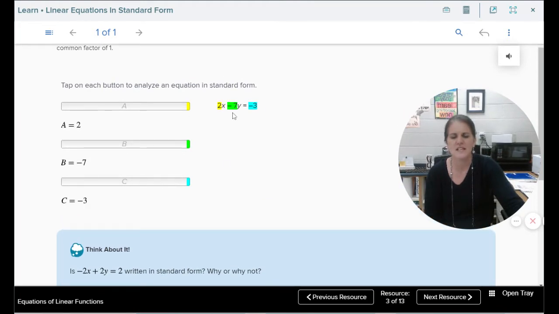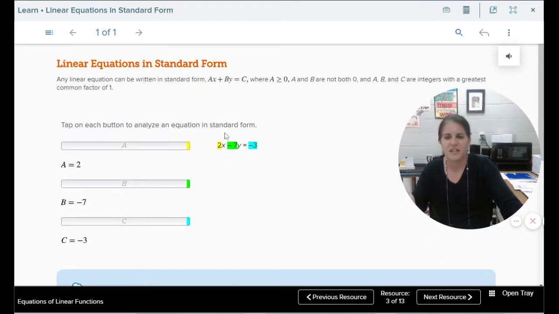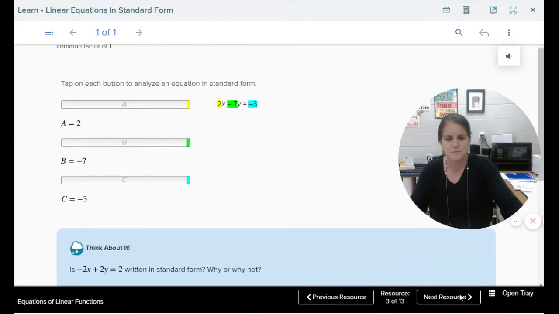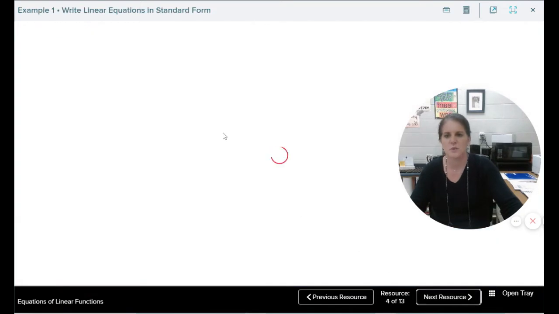Okay, so when I'm looking at this in standard form, I don't really know the slope or the y-intercept. I would have to manipulate my equation to figure that out. But the nice thing is when something's in standard form, I can immediately plug in a 0 for x, solve for y, and now I know my y-intercept. I can plug in a 0 for y and solve for x, and now I know my x-intercept. So that's the benefit of standard form. Let's look at some problems where we use standard form.